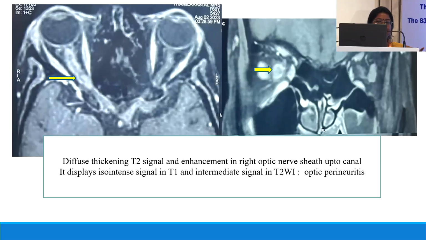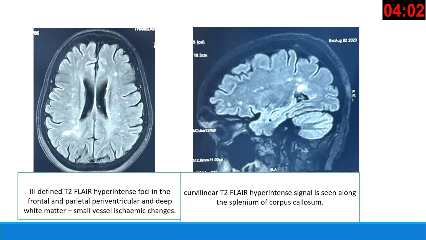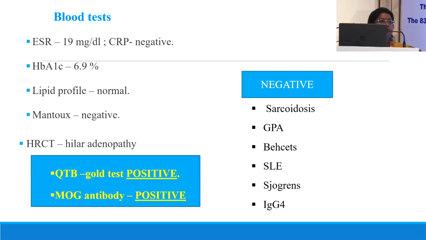So this is the imaging, where you can see a long sheath-enhancing signal along the right side, and that is a diffuse thickening on T2 with an enhancement of the right, which you can see as a classical perineuritis. The patient also had a few hyperintense signals in the deep cortical matter, but they were mostly small vessel ischemic changes. We did our routine labs for her, and most of them were negative. She was negative for all the autoimmune, granulomatous and spectrum disorders, but these two came positive. She has an HRCT showing nodes, she's positive for MOG, she's positive for Quantiferon. So now what do I do?